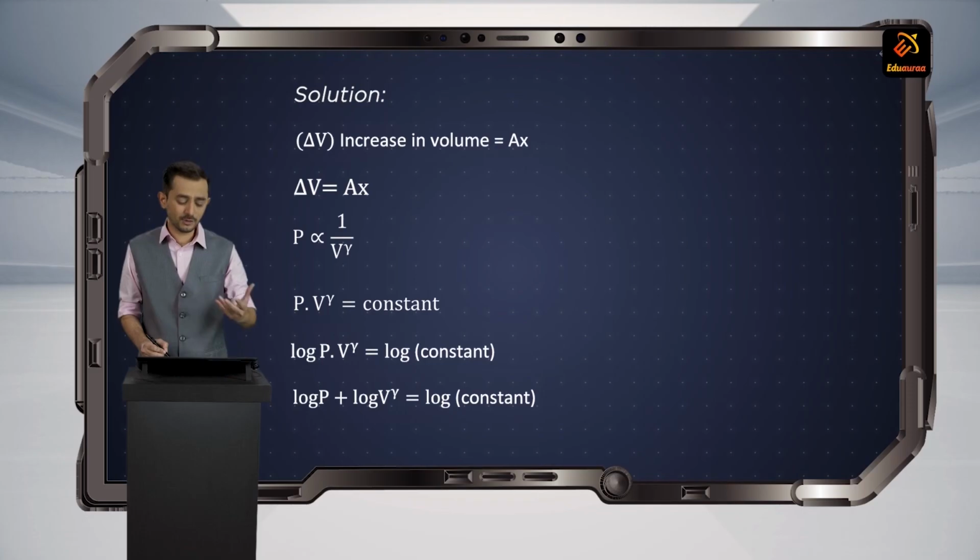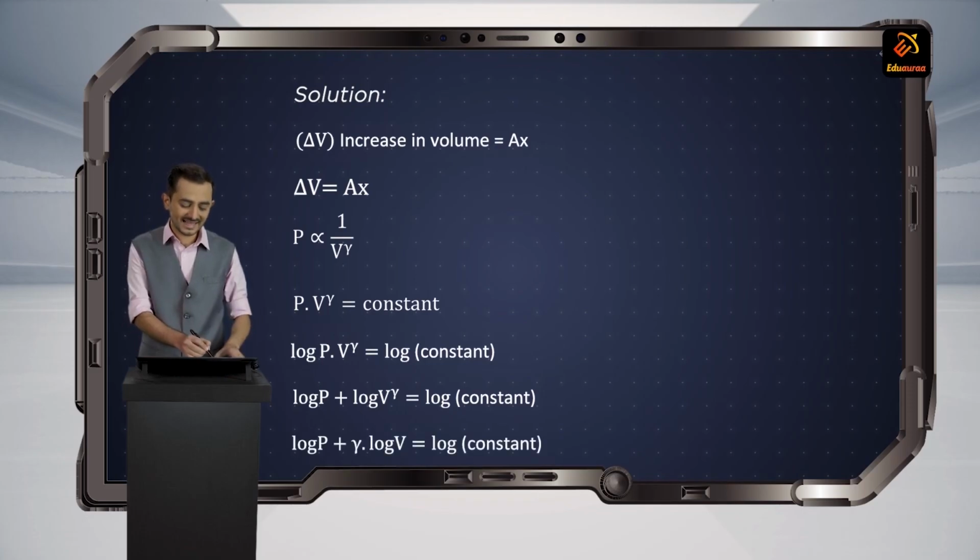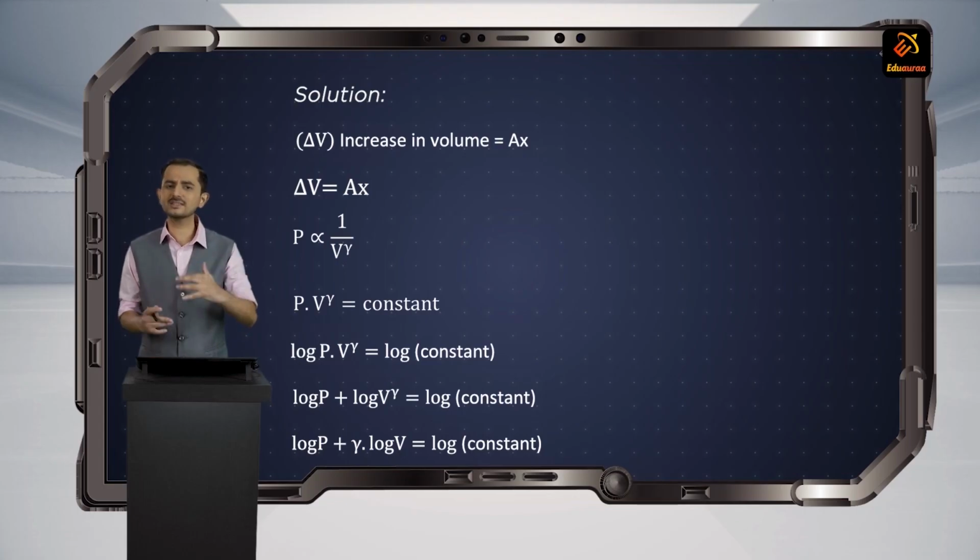Using property of log again, log P remains as it is plus, students, log of A raised to M is basically treated as M times log A. So here we say log of V raised to gamma will be gamma times log V. This is equal to log of constant. Now we can think about taking derivative.